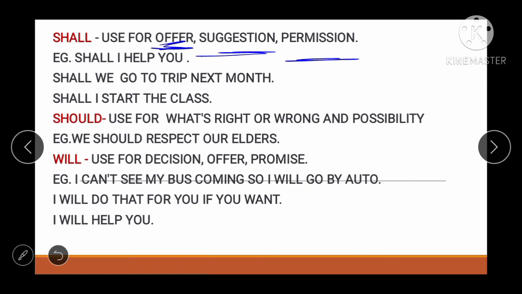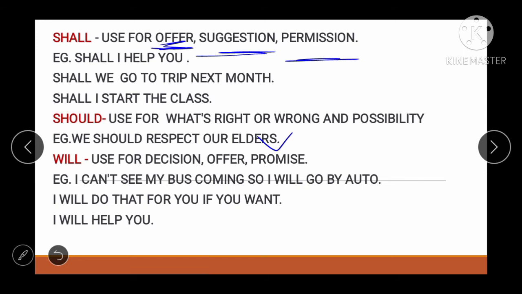Should is used for what's right or wrong, and possibility. Okay, should is used for what's right or wrong, and another use is possibility. All right, we should respect our elders. There is a basic rule that we must respect our elders. It's a moral value.